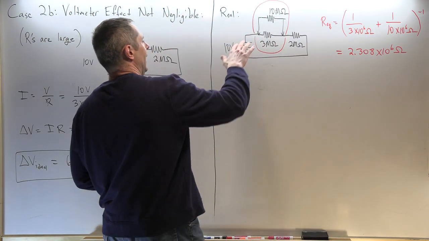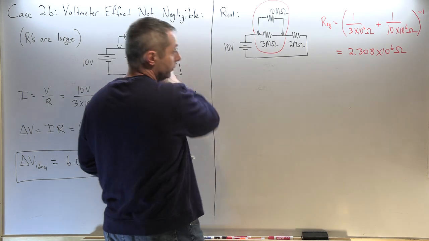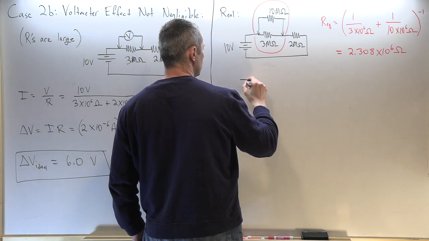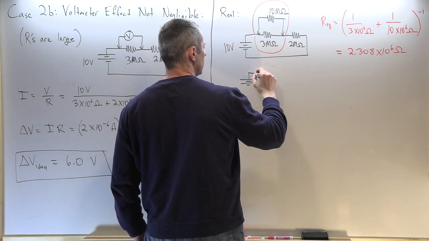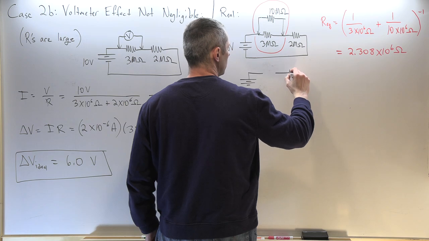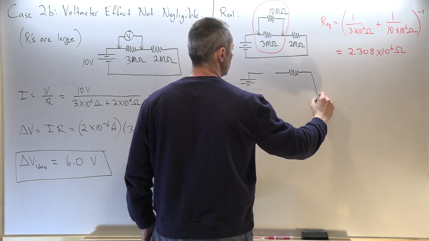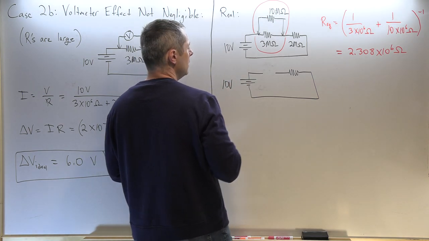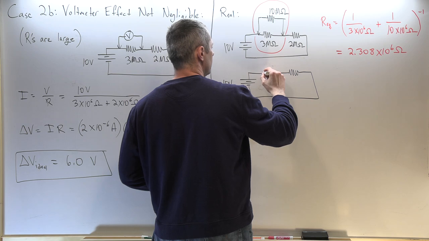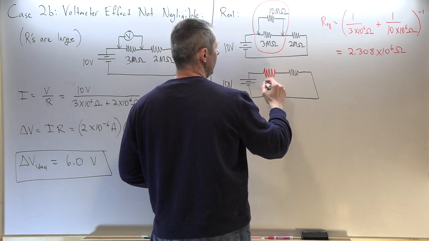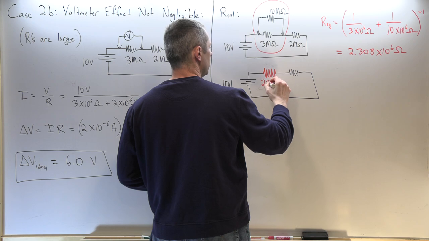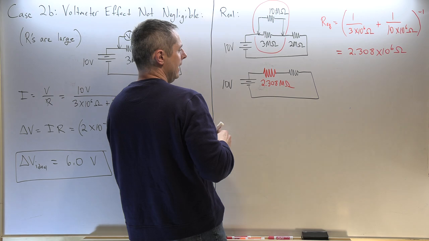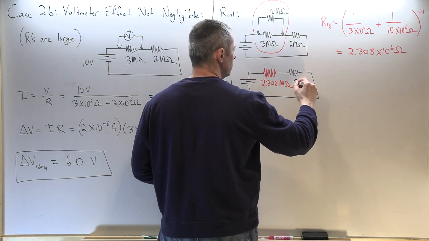So the way this circuit actually behaves is not like this over here. It behaves like this. We've got a 10-volt battery here. These two act like a 2.308 mega ohm resistor, and this is still a 2 mega ohm resistor.